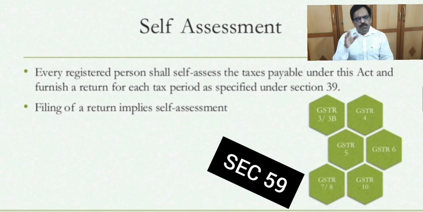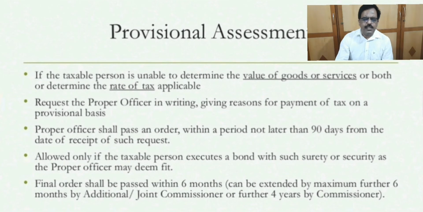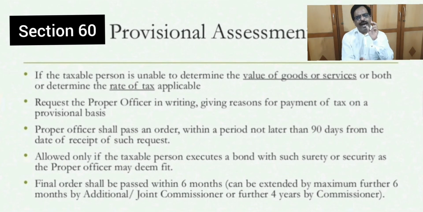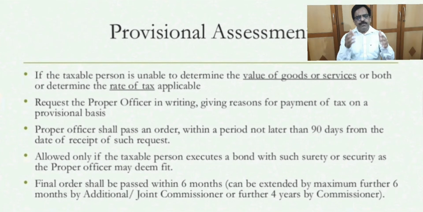Now, Section 60 talks about provisional assessment. What is this provisional assessment? If we are unable to ascertain, if we are unable to determine the rate of tax, if we are unable to determine the value of goods or services, then we request the department to determine the tax and issue an order so that the assessment happens and we pay the tax and the matter closes.